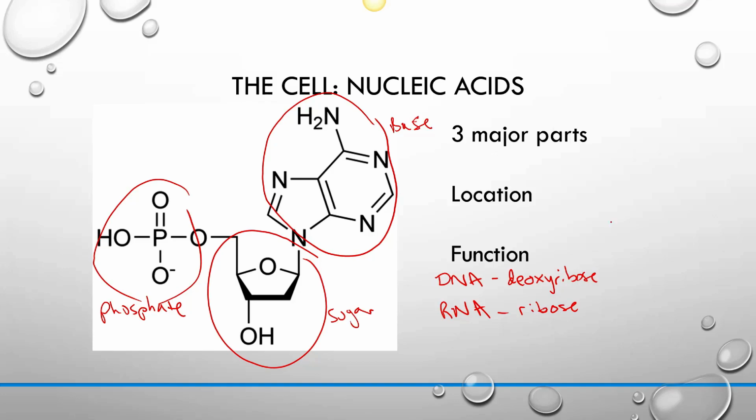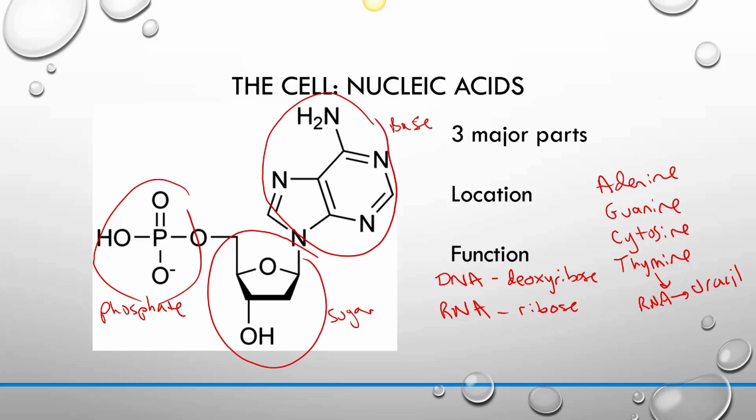So for the bases, you have adenine, guanine, cytosine, and thymine. But in RNA, instead of thymine, it's uracil. Adenine is going to pair with thymine or uracil, while guanine pairs with cytosine. We'll get into a little bit more detail about the structure of DNA a little bit later in this lecture, but now you know the 3 major parts of a nucleic acid.